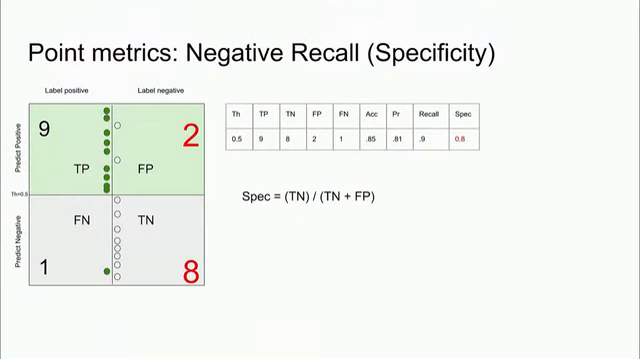The next one we'll look at is called negative recall, or specificity. So positive recall dealt with the first column. Negative recall deals with the second column. It's true negatives divided by true negatives plus false positives. You can think of this one as basically the number of all the negatives that you classified correctly as negatives. Just like positive recall is the number of all positives that you classified correctly as positives, negative recall or specificity is the number of true negatives that you got out of all your negatives.